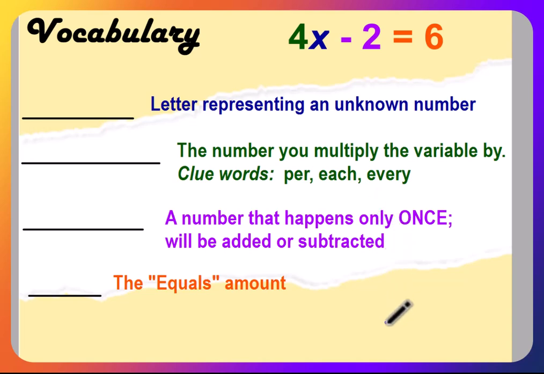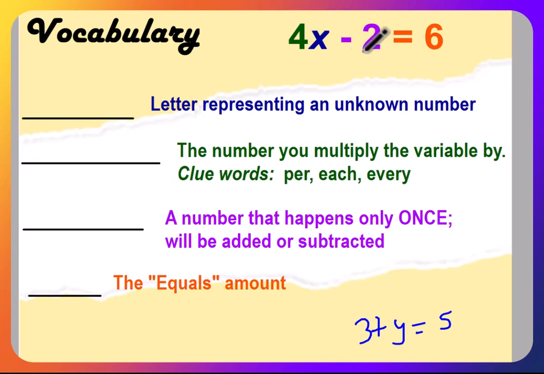So we've been dealing with one-step equations like 3 plus y equals 5, where there's only one operation, and that's called a one-step equation. Okay. In this equation, 4x minus 2 equals 6, there are two different operations. There's multiplication, where you're multiplying 4 times x, and then there's the subtraction, where you're subtracting 2.